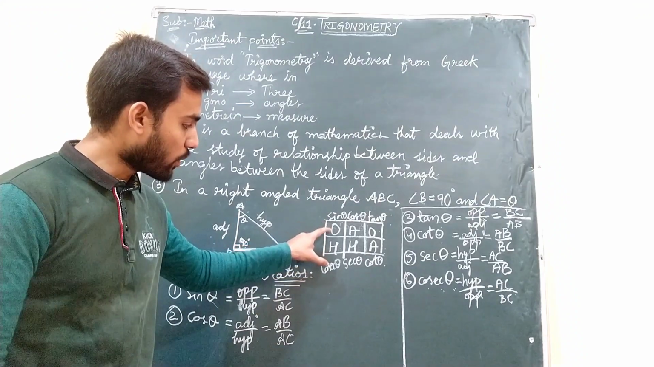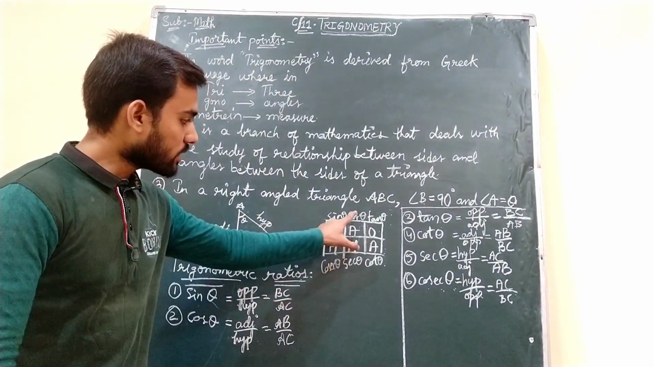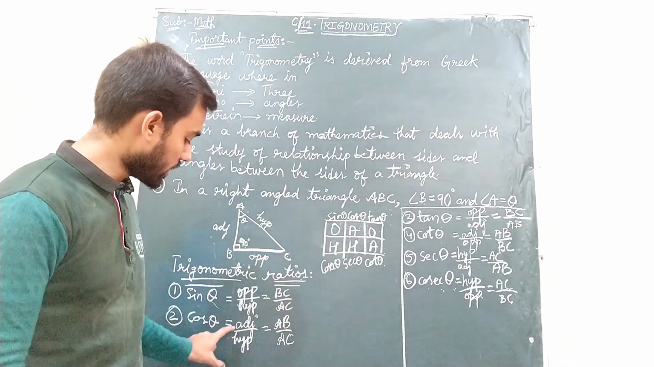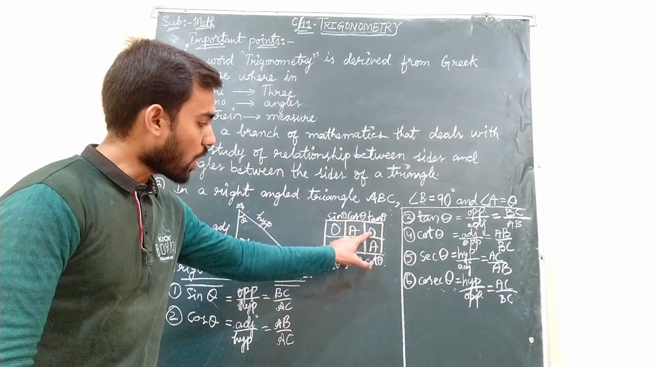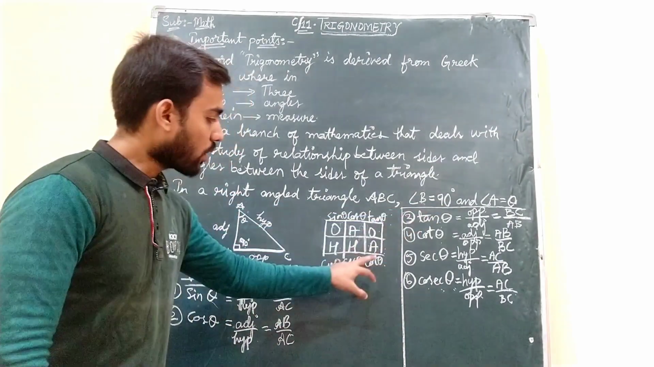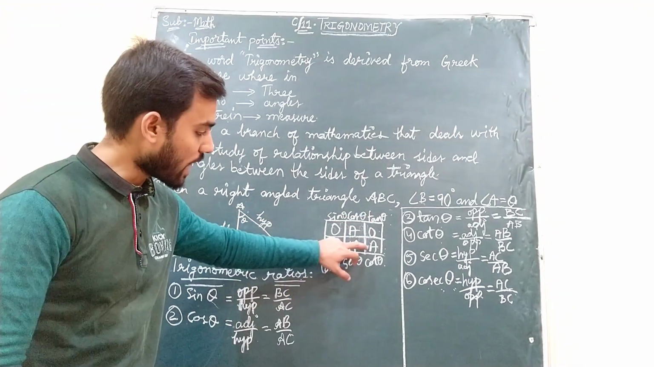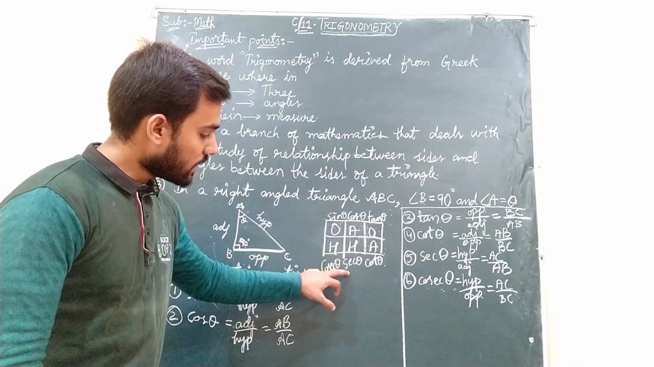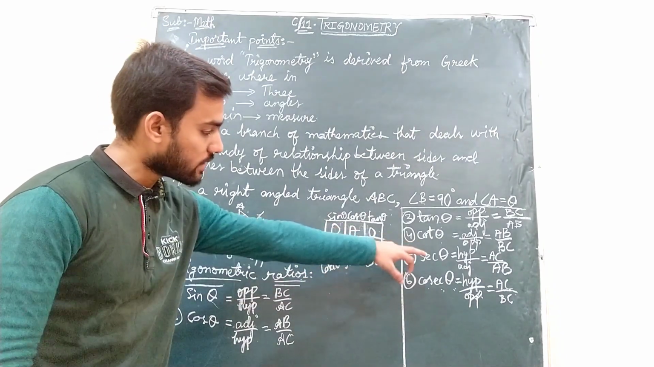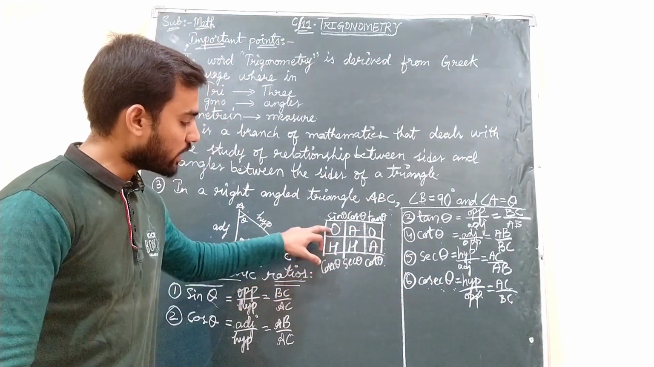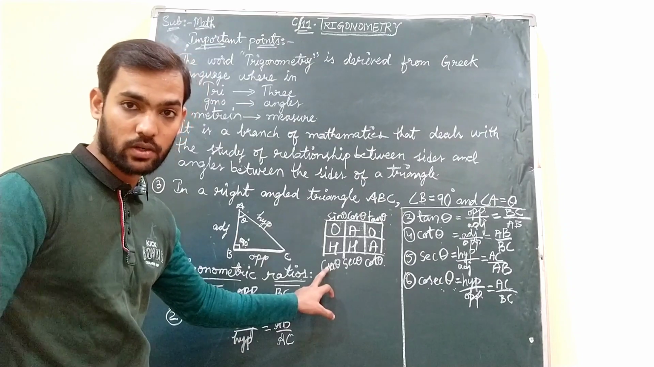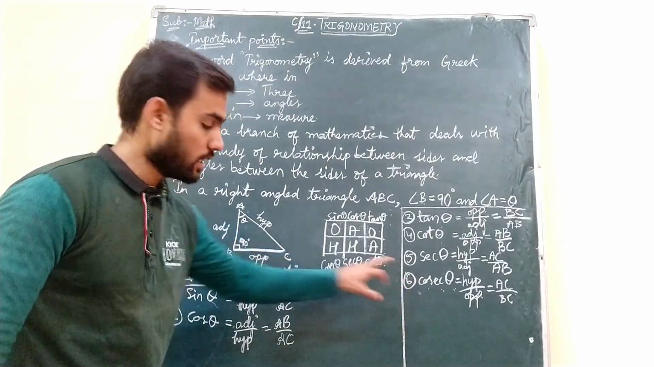Sin theta formula is opposite by hypotenuse. Cos theta formula is adjacent by hypotenuse. Tan theta formula is opposite by adjacent. Cot theta formula is in reverse way, you need to see for these below trigonometric ratios: adjacent by opposite. Secant theta is hypotenuse by adjacent. And cosecant theta is hypotenuse by opposite. This is cosecant theta, this last one.